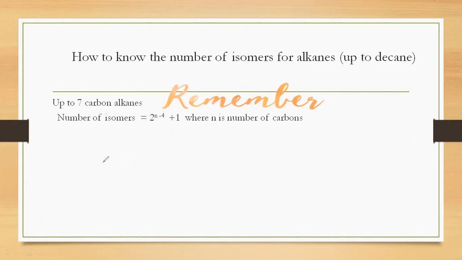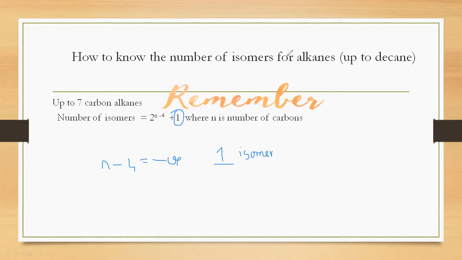One more thing, remember here. When the n minus 4 value is negative, that value should be ignored. In such cases, only one isomer will be present. Note it properly: only one isomer if n minus 4 is a negative value. This one only will be there.